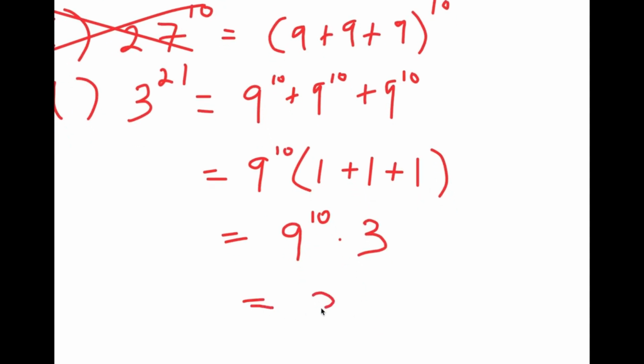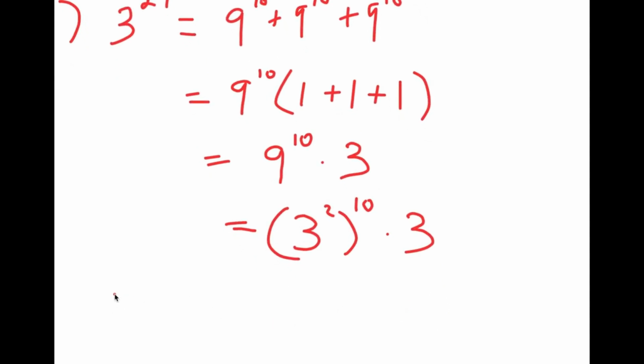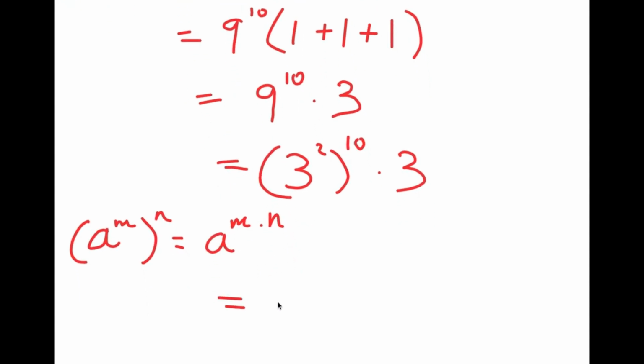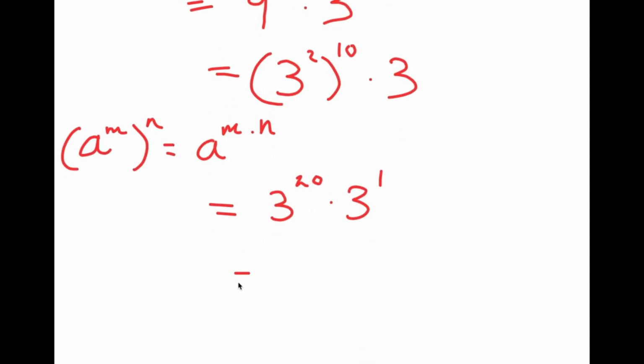And now this is equal to 3 squared to the power of 10 times 3. And if I have something in the form a to the power of m to the power of n, this is equal to a to the power of m times n. So 3 to the power of 2 to the power of 10 is going to equal 3 to the power of 20. And I have this times 3 to the power of 1. So I simply just add the exponents. This is equal to 3 to the power of 21.